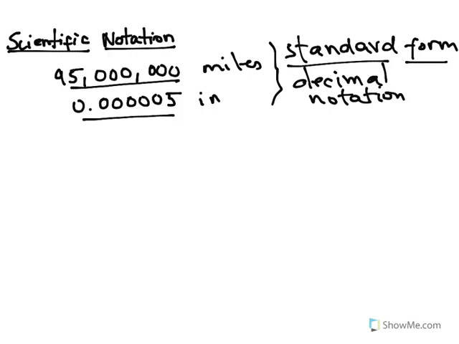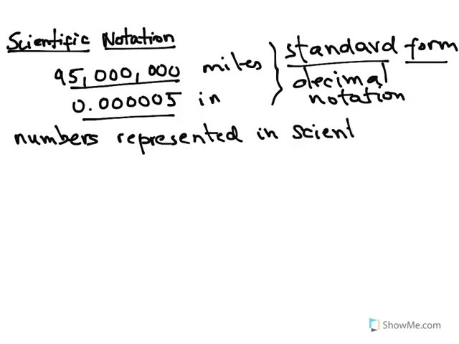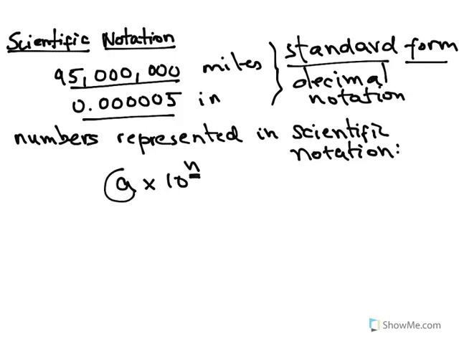So numbers that are represented in scientific notation are represented in the form a times 10 to the n, where a is a number between 1 and 10, and n is an integer.